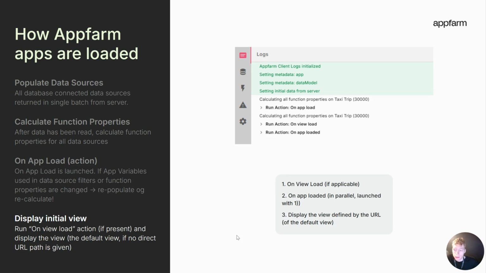Once the onUpload action is run, then it's time to display the default view to the user. If there's an onViewLoad action, then this is run as well. And if there's an onUploaded action, then this is run in parallel with the onViewLoad action. And then the default view is displayed, unless there's some navigation that occurs on upload, in which case the user is navigated to this view instead.